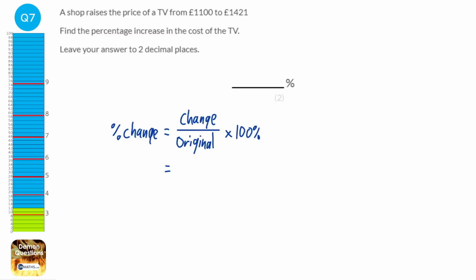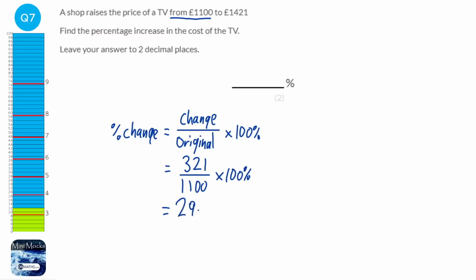1421 and 1100. So we're going to do 1421 take away 1100, which is 321. Divide that by the original amount. So the original amount was the 1100, and then times by 100%. And that's going to be 29.18%.